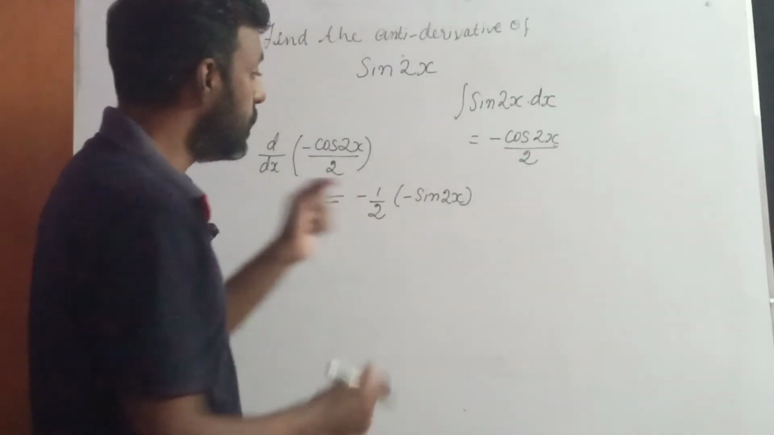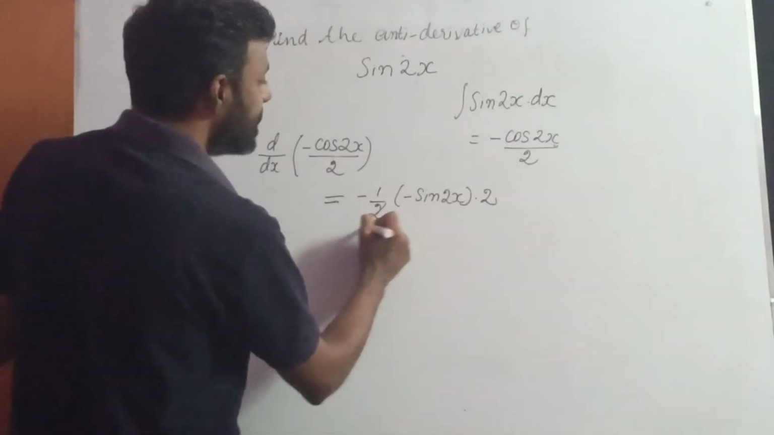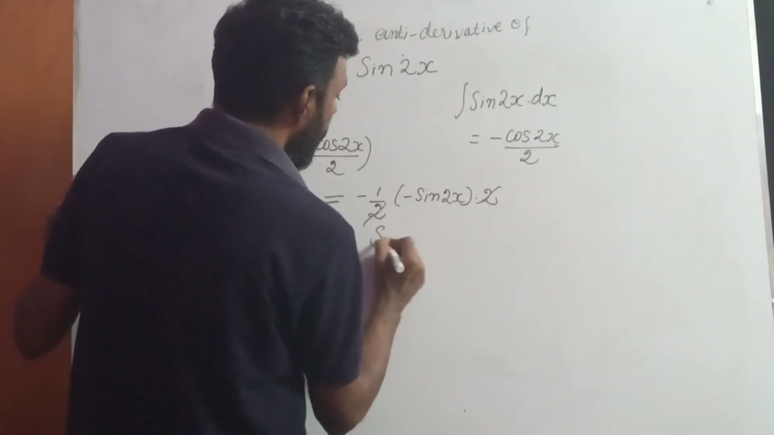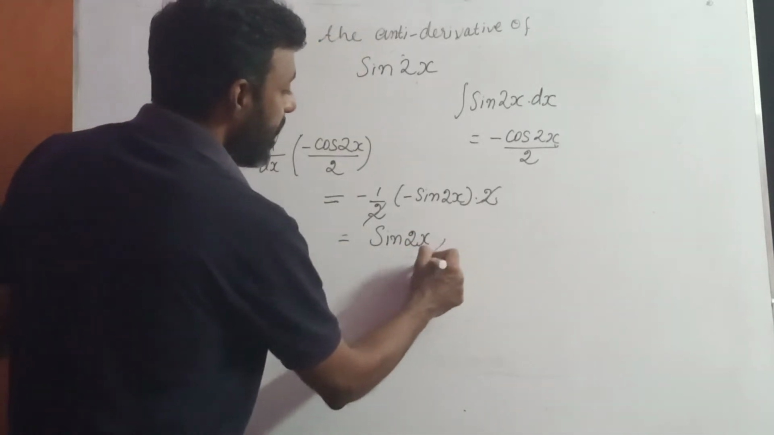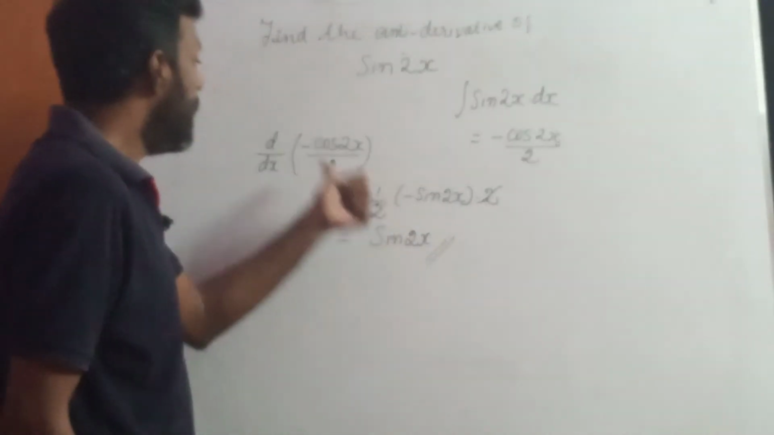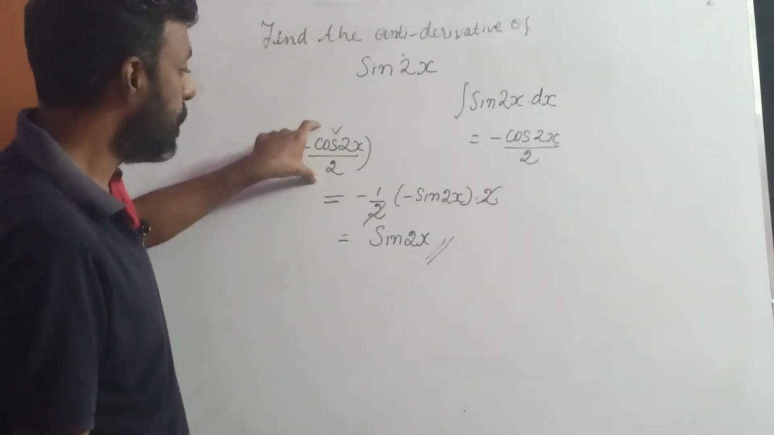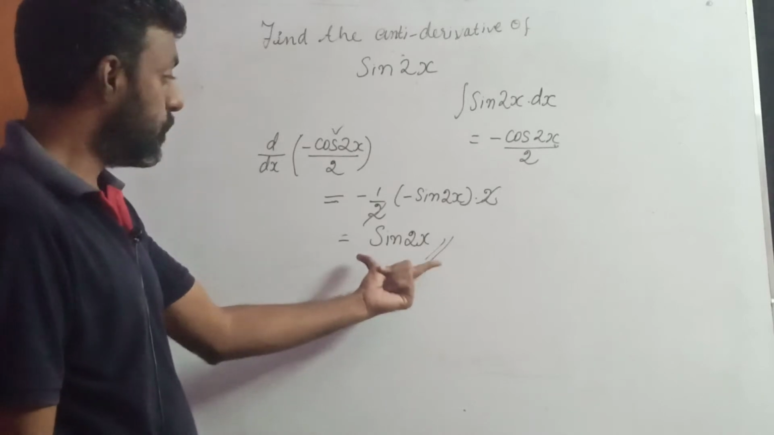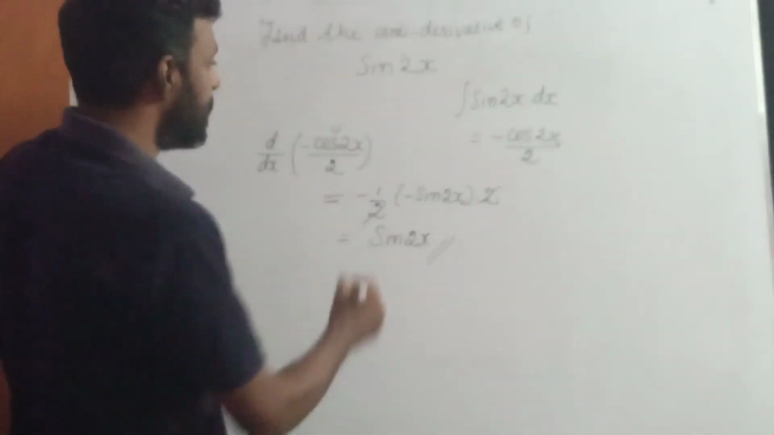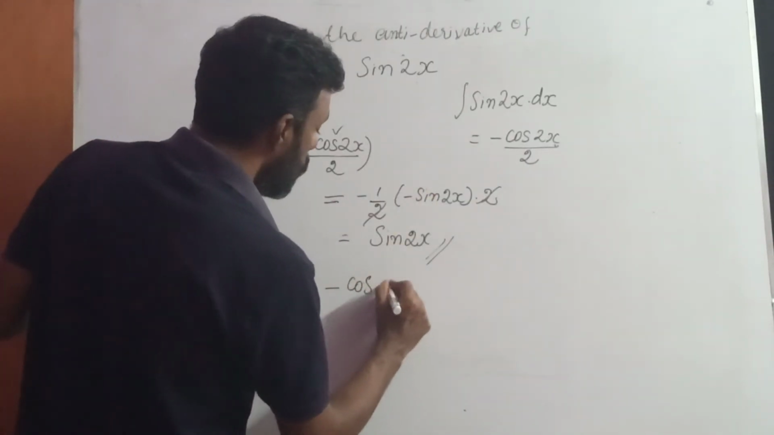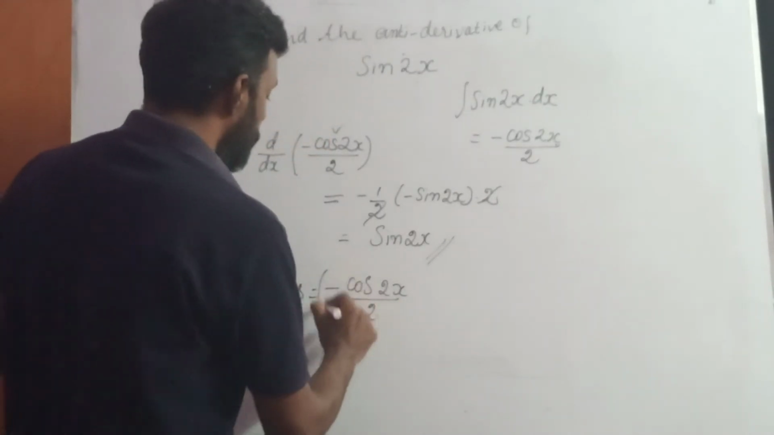This 2x on differentiation will be 2, right? So 2 gets cancelled. Minus into minus is plus. So the value will be sine 2x, which is nothing but the question. We have arrived at the question. How did I arrive at the question? By differentiating this value, minus cos 2x by 2. This is the value which was responsible for me to get the question. So the antiderivative of sine 2x is nothing but minus cos 2x divided by 2. So this is the answer for this problem.